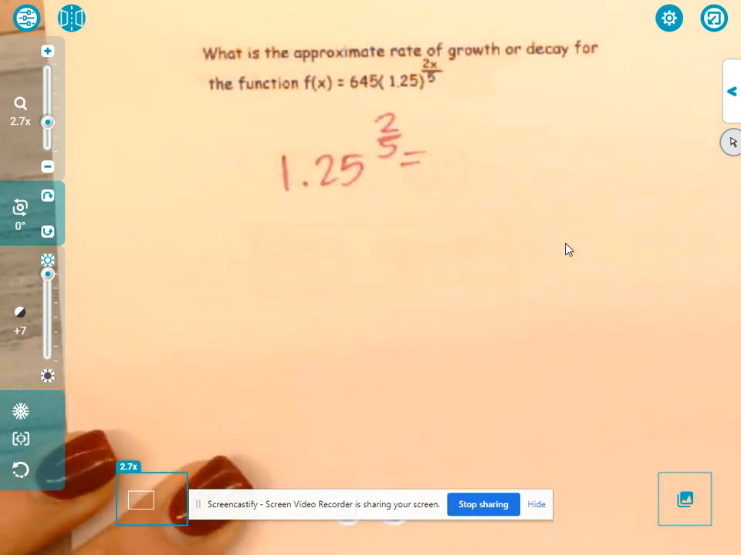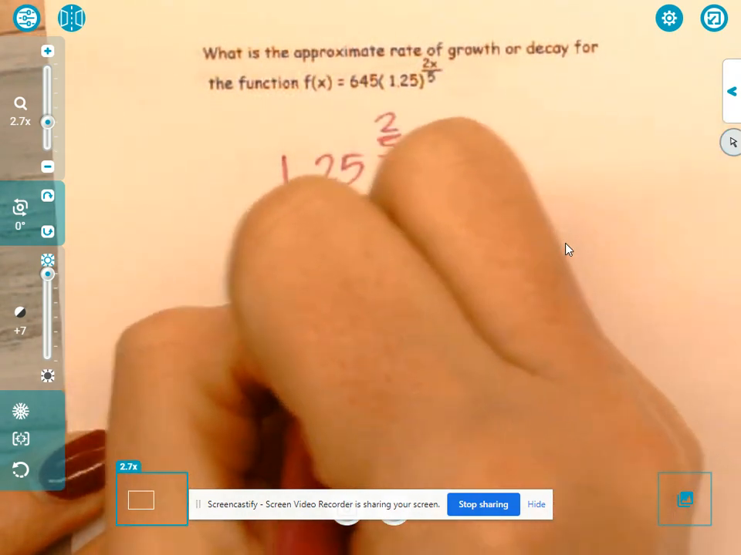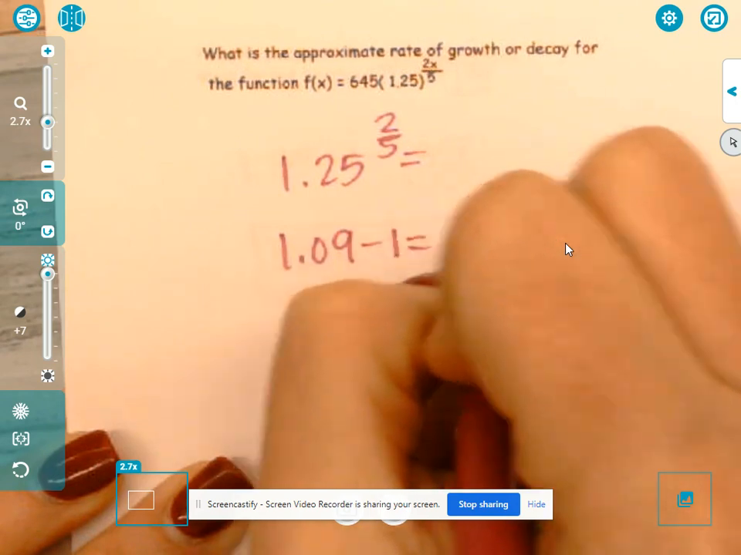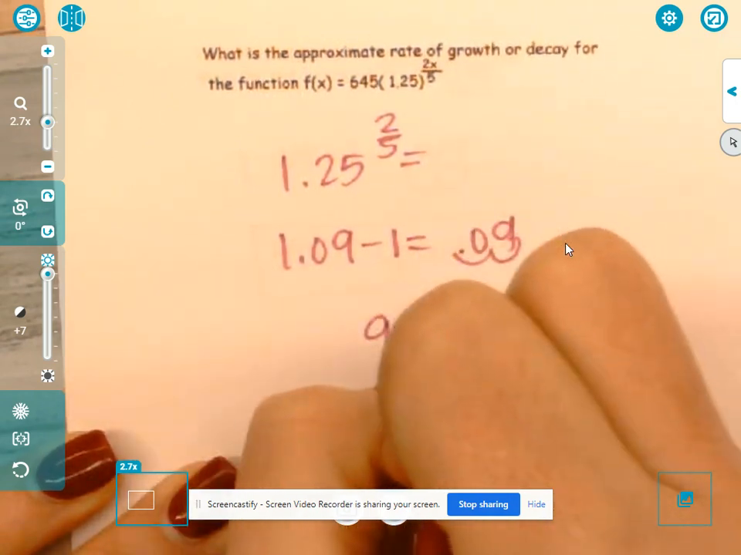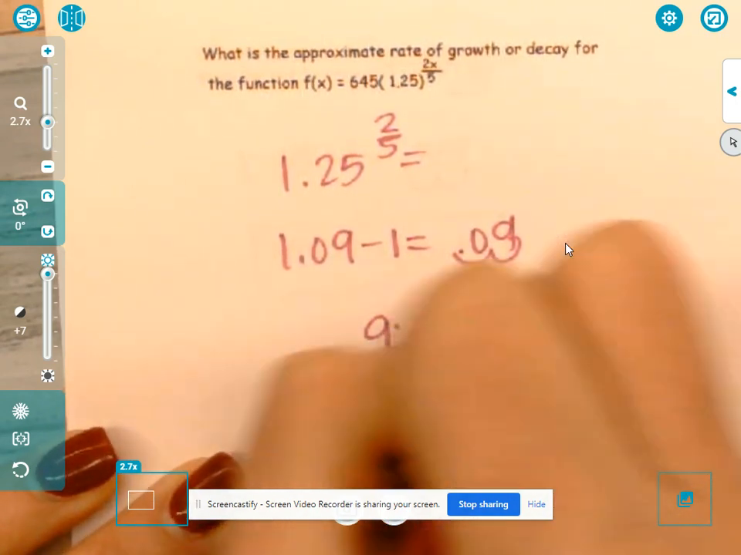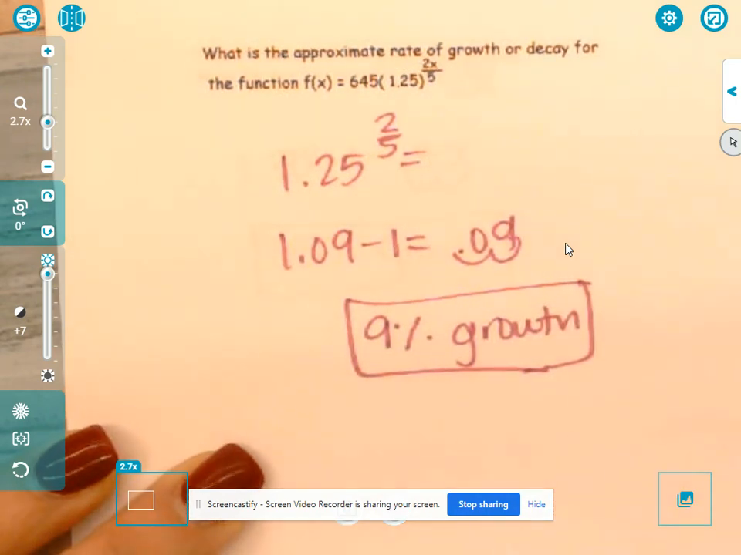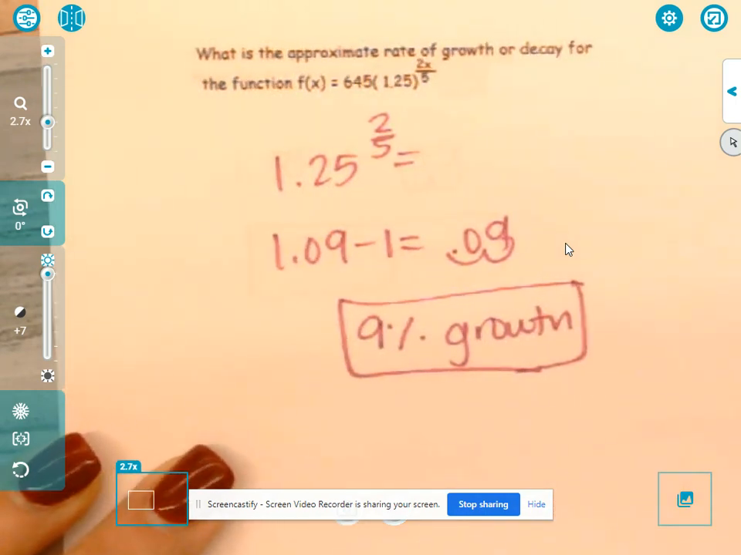Okay. So we're going to go 1.25 to the 2/5. Okay. And that's going to give me 1.09. We're going to subtract our 1, which leaves me 0.09. So that is a 9% growth.